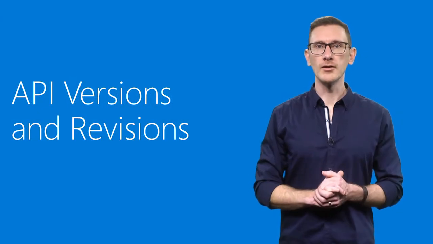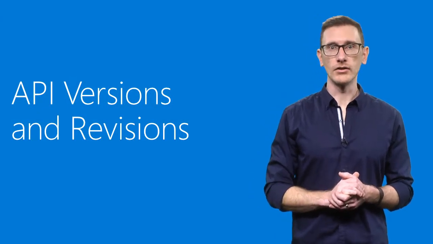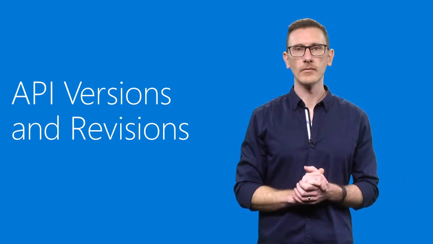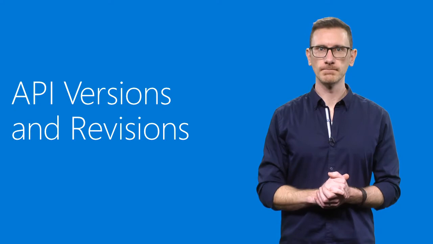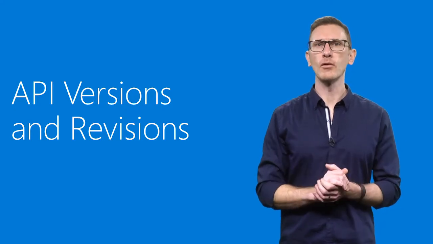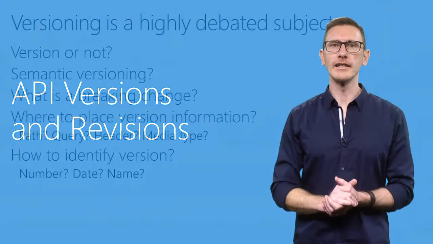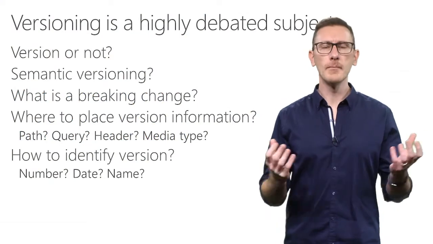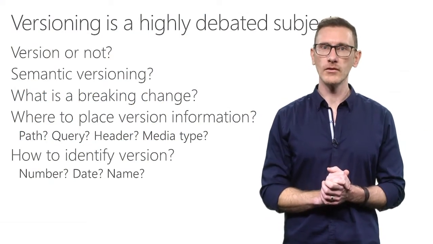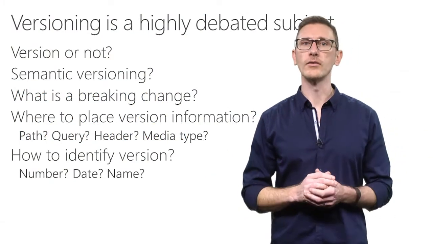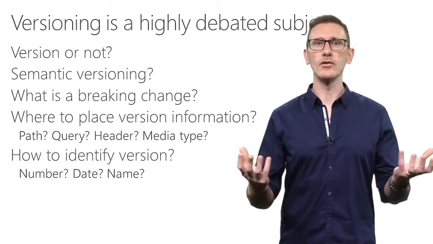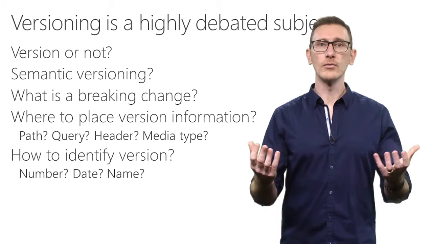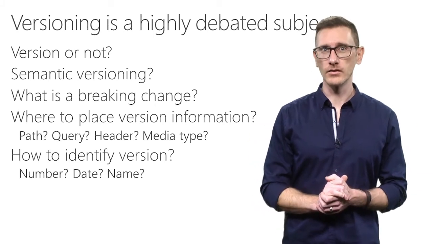This video is about how you manage change in your APIs using Azure API Management. We refer to this as API versions and revisions. Let's take a quick moment to talk about versioning of APIs. It's quite a highly debated subject. There's a myriad of different opinions on how to approach it, whether to version or not, whether to use semantic versioning. What's a breaking change, and should you be aware of how you communicate that change to customers?